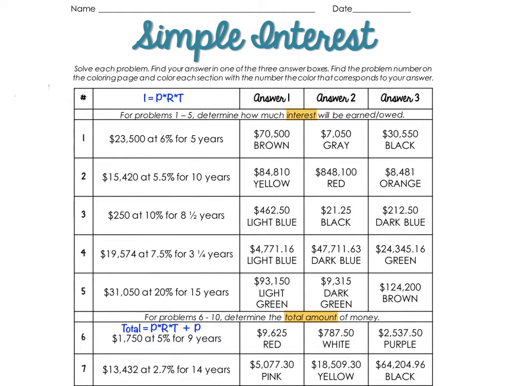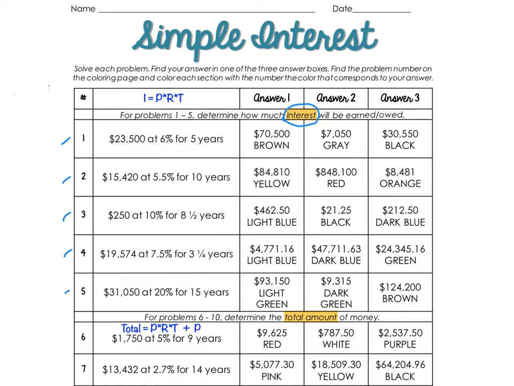Okay, so on our worksheet, we have our first 5 problems here. These guys here, 1, 2, 3, 4, 5. These ones are just determining how much interest will be earned or owed. Okay, so for our first problem here, we're just going to do I equals P times R times T.